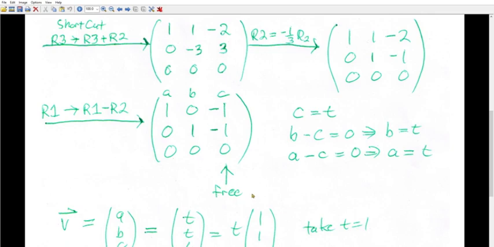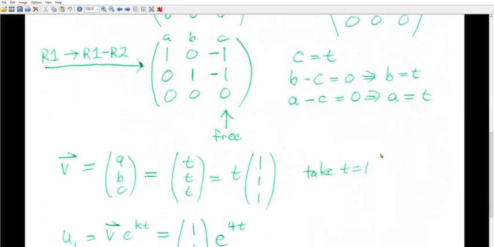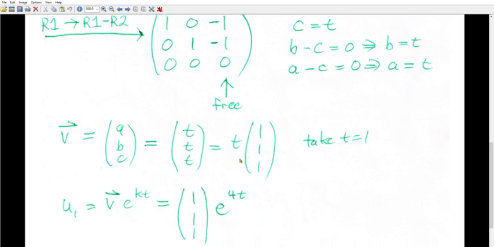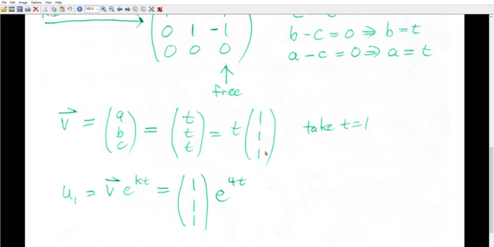We can see that the free column is the C column, so we set C equal to T, and now this equation says B minus C equals 0, and since C is T, that gives us that B is T, and now this equation says A minus C is 0, and once again, since C is T, this gives us A equals T. Our eigenvector ABC is thus T, T, T, which is just T times 1, 1, 1.